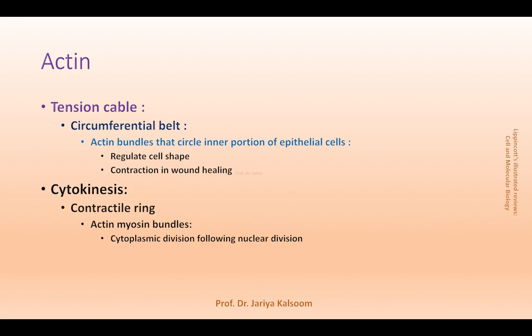Microfilaments are formed by polymerization of F-actin to form a tension cable, which not only circles the inner portion of epithelial cells and regulates their shape, it also causes contraction in wound healing. Furthermore, during division of cytoplasm in dividing cells, actin-myosin bundles form a contractile ring, which helps to pinch out the cytoplasm, leading to formation of two daughter cells after nuclear division.